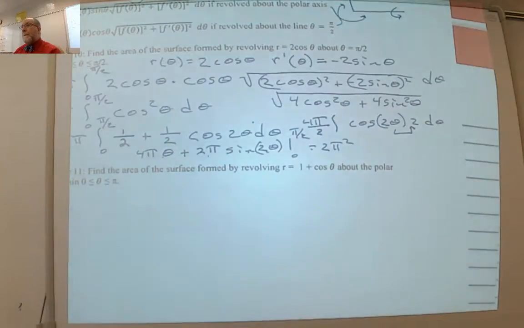Pardon? 2 pi squared, because there's already a 1/2 of the cosine. Okay. So my answer is 2 pi squared. Again, a kind of a cool number.